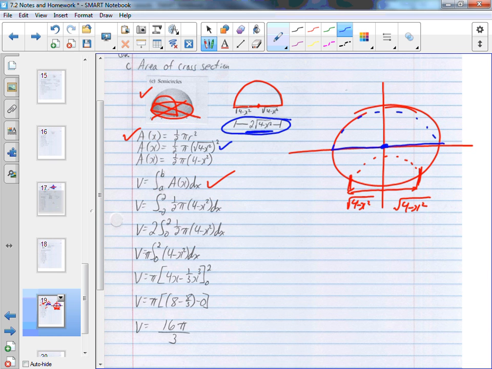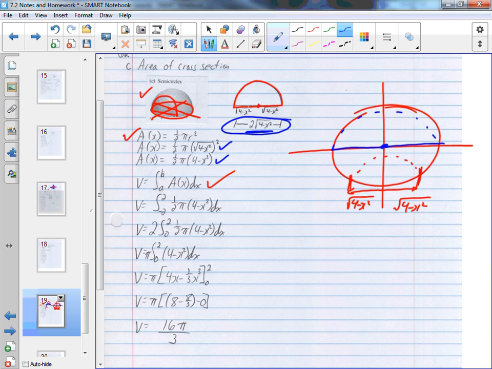All right. And this is awesome. You get to square the square root. Makes things a little easier. So that's what our area is. Our area is 1/2 times pi times 4 minus x squared.